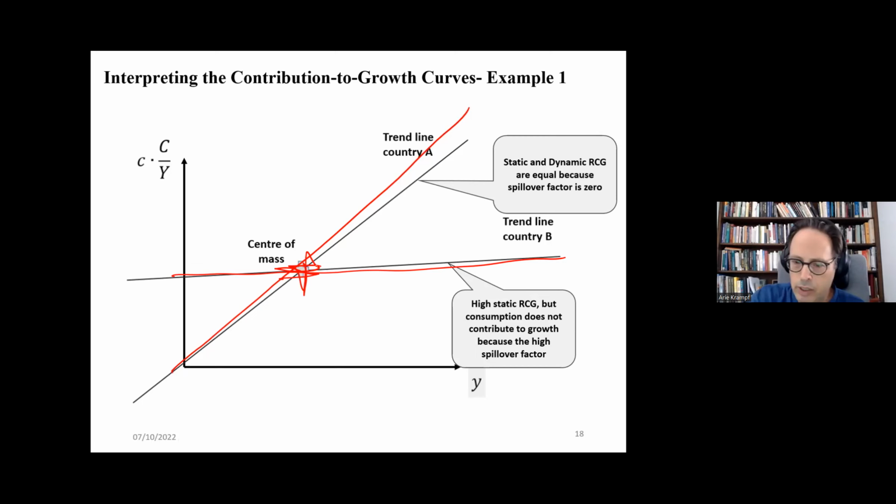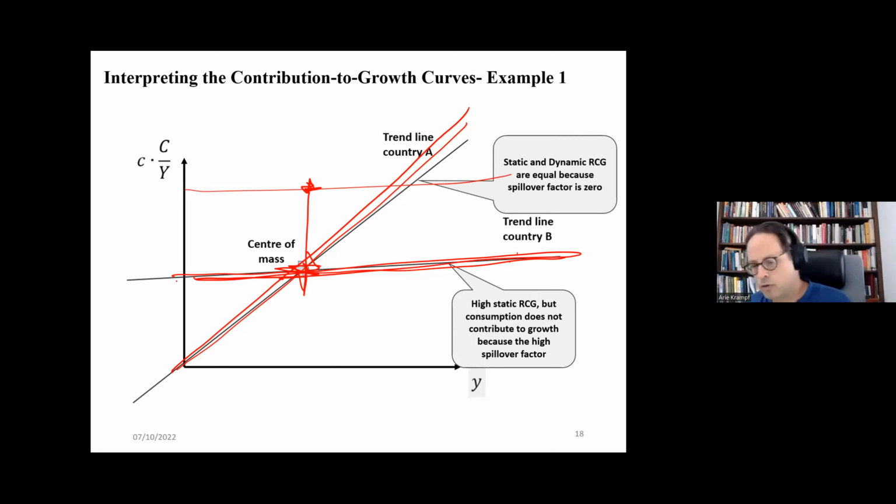Now, both countries, if you use the conventional way, have the same average, the same static relative contribution to growth. But in country A, you can see that an increase of consumption is correlated with an increase of GDP. But in country B, you cannot achieve higher growth by increasing the consumption, because you would either move the whole line upwards, or it would be just a statistical movement below and above the line. So in that case, you cannot achieve higher growth by increasing consumption.